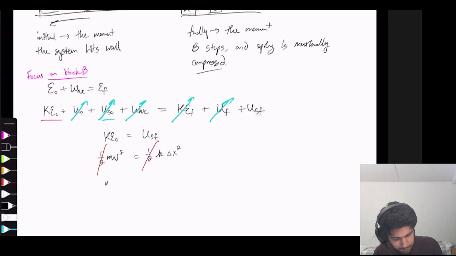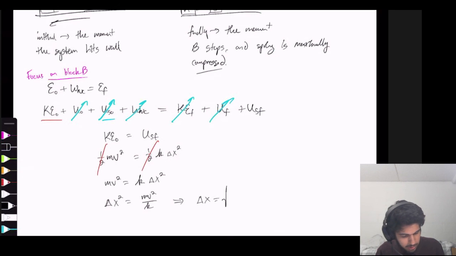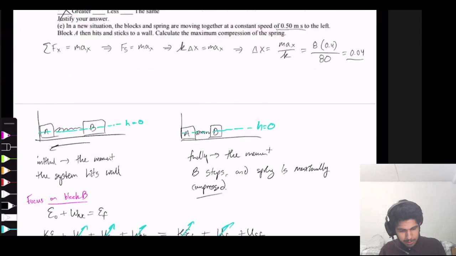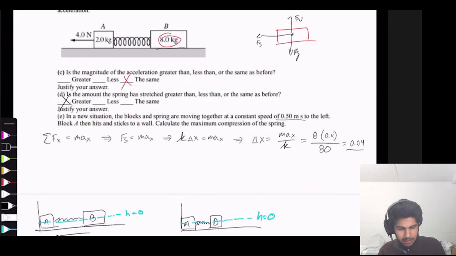So we get mv squared equals k delta x squared. That means delta x squared equals mv squared over k. So delta x is the square root of mv squared over k. And we have quantities for all of these. We have mass is 8 kilograms, I believe, right? That is the mass of B, which we're given here.